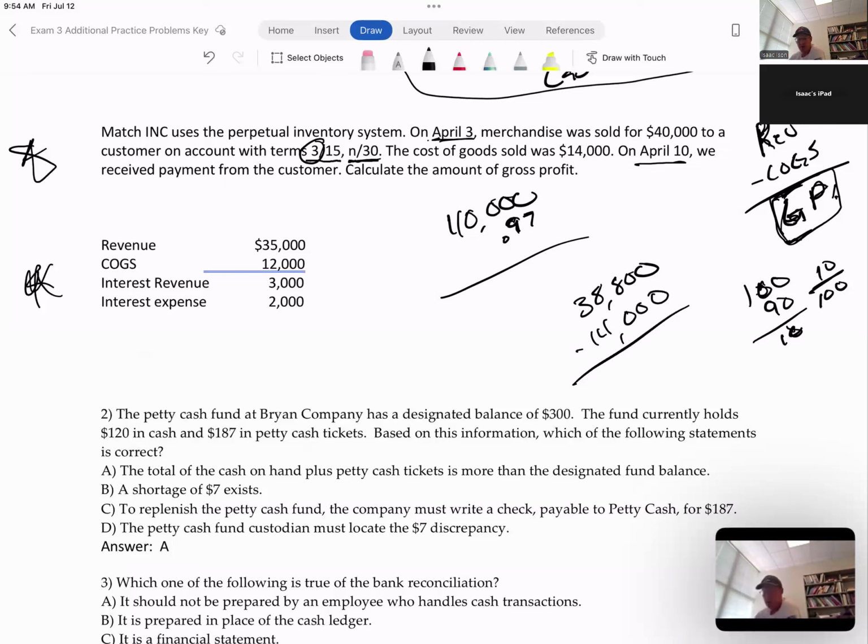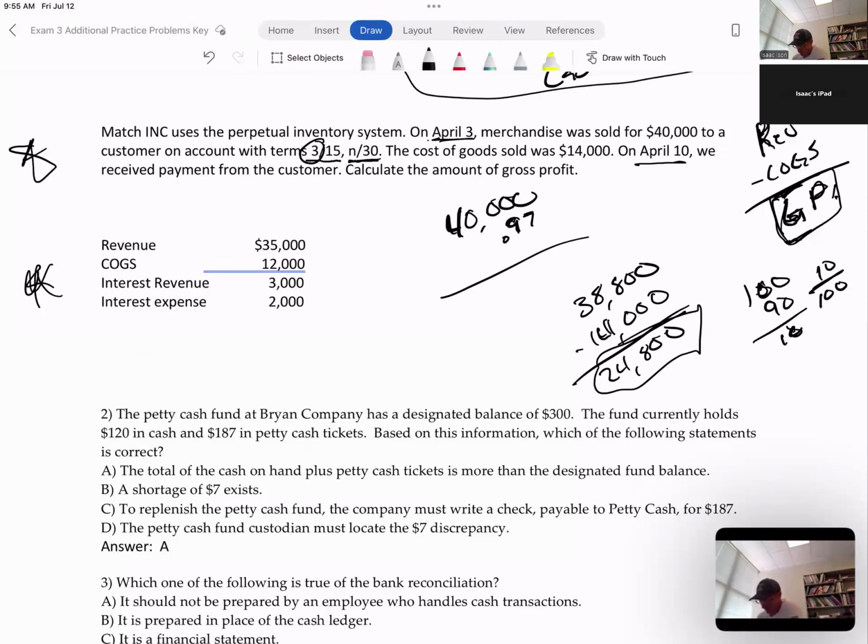So our gross profit is 24,800. We'll need to be able to do that on the test. Hopefully that makes sense. We don't get 100% of the 40,000 because they're getting the discount for paying early.